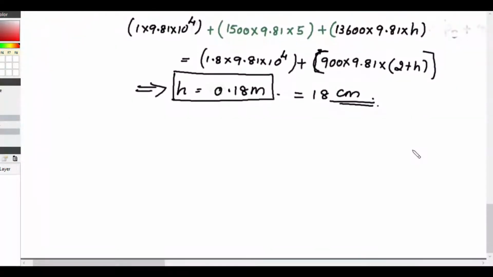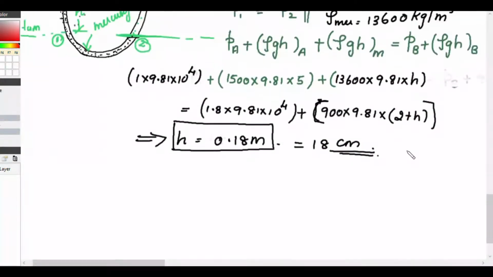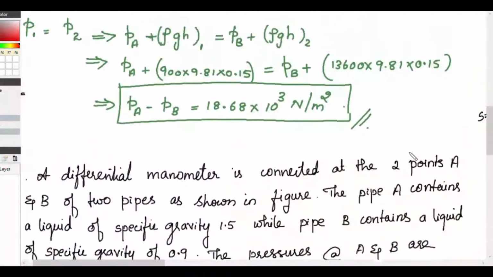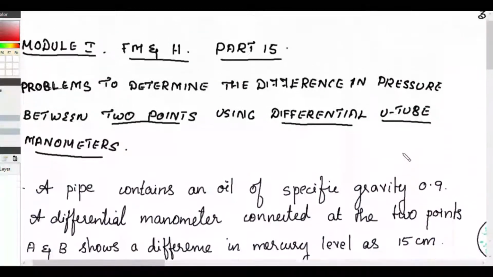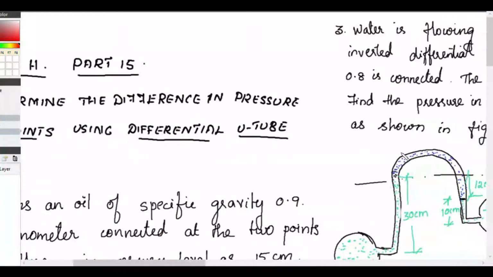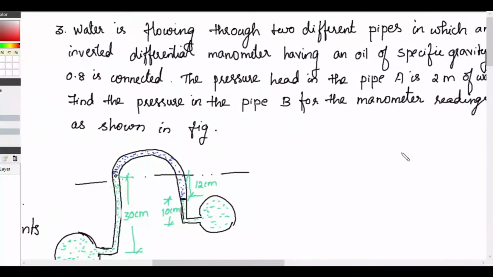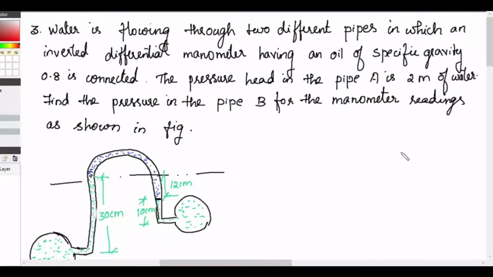Now we will move on to the third problem. Our third problem is: water is flowing through two different pipes.